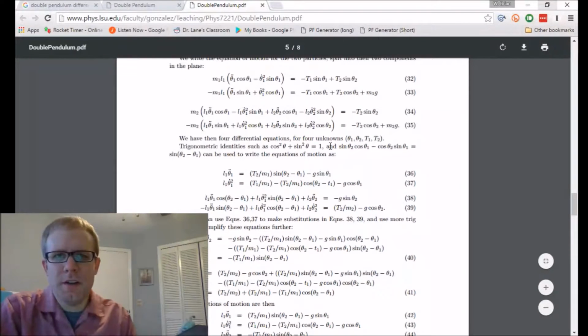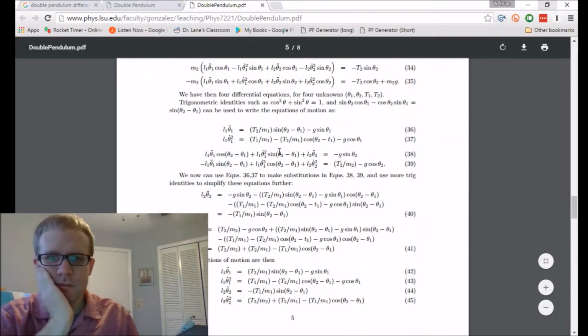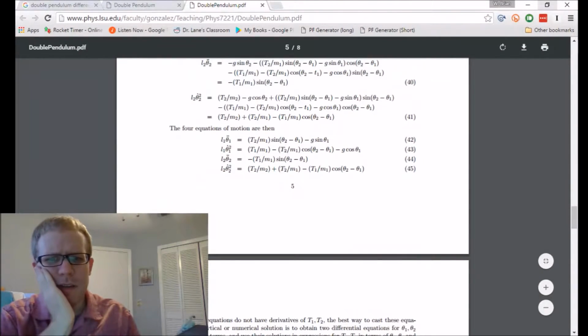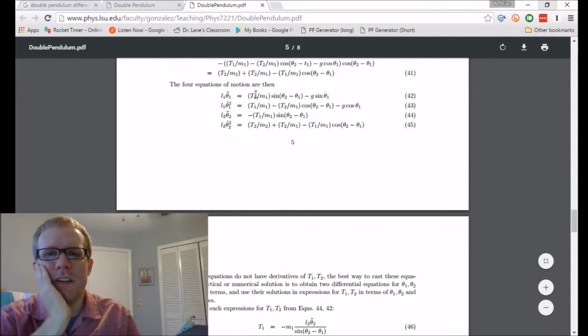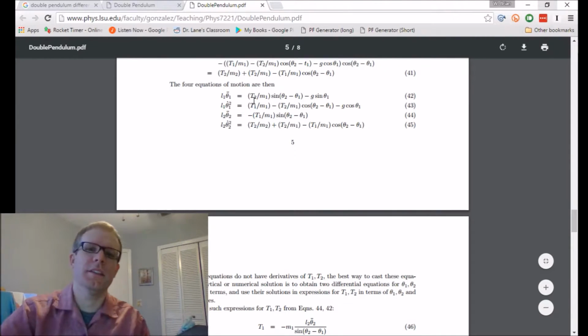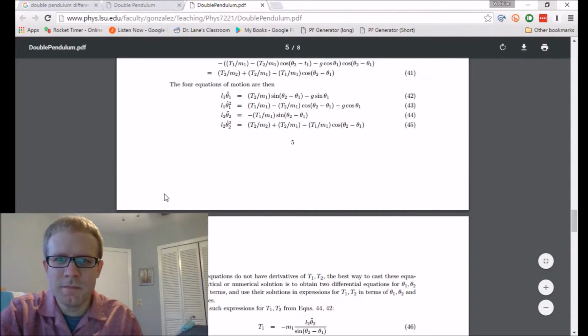We then have 4 differential equations, 4 unknowns. Trigonometric identities can be used. So she's actually eliminated the theta 1 dot from here. That seems a bit odd, I feel like. Oh, because she leaves the tension in. Okay, that's why. Okay, yeah. The theta dots are in these tensions.